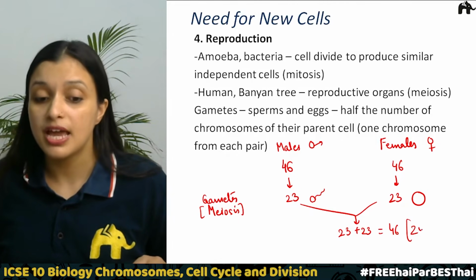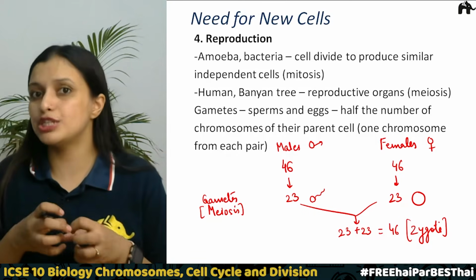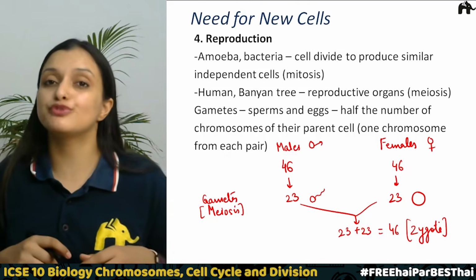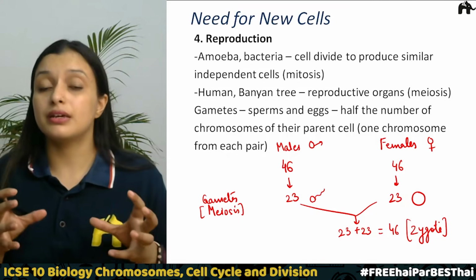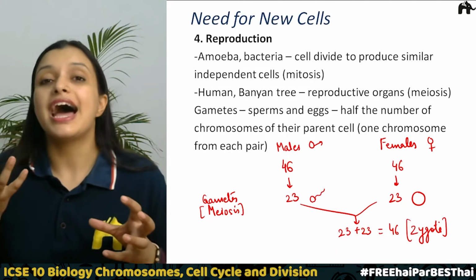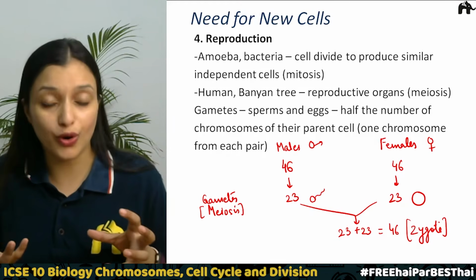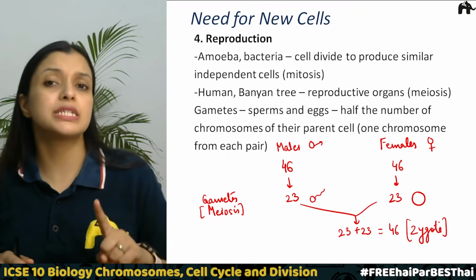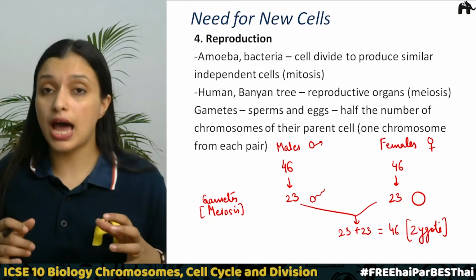So what will they form? They will form a zygote when they fuse with each other, and the number of chromosomes at that point of time will be 46. The zygote is a single cell, and life starts from this single cell. It has 46 chromosomes, that is 23 pairs of chromosomes, right? So this is how it happens.